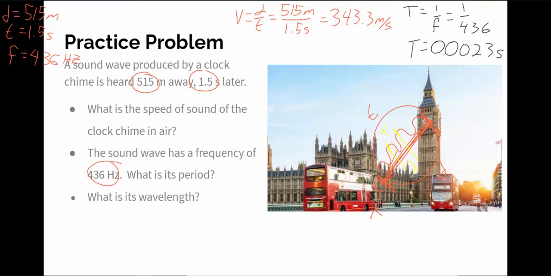And then last but not least, it asks you to find the wavelength. And so if V equals F lambda, for the last slide, lambda would equal V over F. So all we have to do is take this speed of 343.3 and divide by a frequency of 436. And we get a wavelength of like 0.78 for this particular problem, which literally would be about this long. Does that make sense?